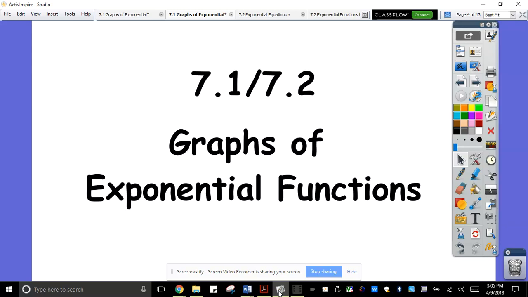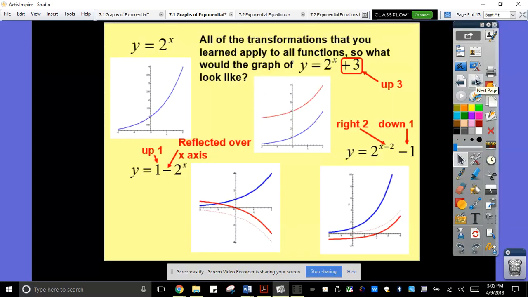Hi there. Today we're gonna go over sections 7.1 and 7.2, graphs of exponential functions. At this time we have learned what growth and decay are, and we know what the smooth curve of an exponential function looks like, whether it's growth or decay. We have seen a little bit of the transformations, which we're gonna focus on more in today's video. So again, this is a reteaching.